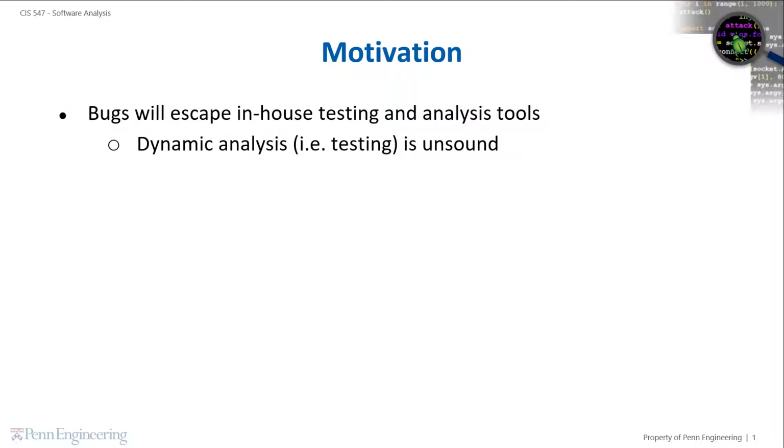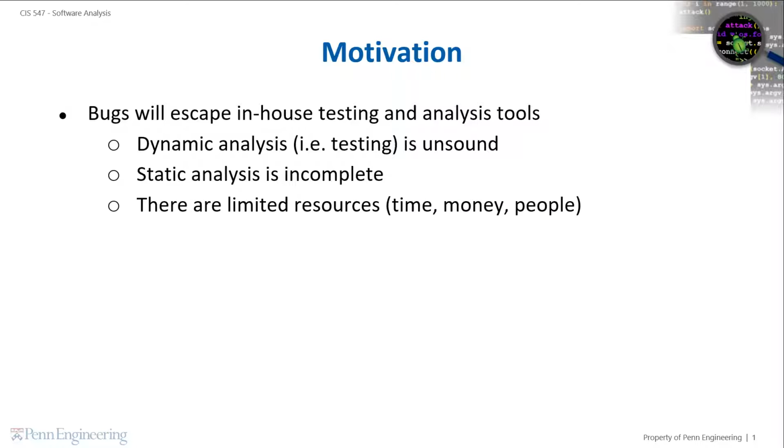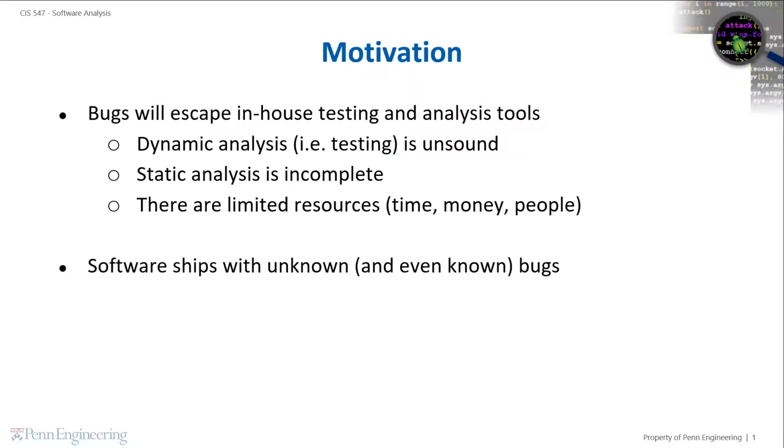Dynamic analysis, that is, testing, of computer software is unsound in that it may miss real bugs. On the other hand, static analysis of source code is incomplete in that it may report false bugs. And software development is bounded by constraints on resources, time, money, and people. Sometimes that means we don't catch all the bugs in our software and users end up finding bugs. And sometimes it means we have to ship software with known bugs because we just can't address them all.